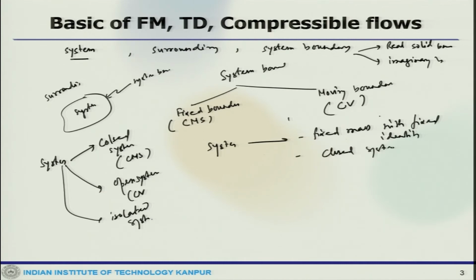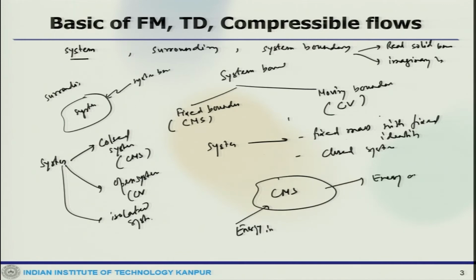And in a closed system or control mass system, there is no mass transfer across the system boundary. But the energy transfer can take place across the system boundary. So, if this is a control mass system, one can have energy in, energy out, this is the boundary and this is the surroundings.